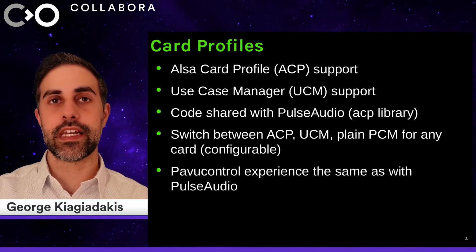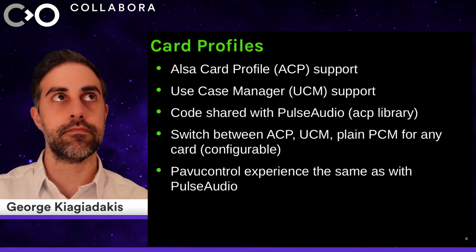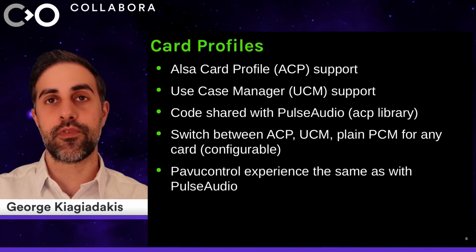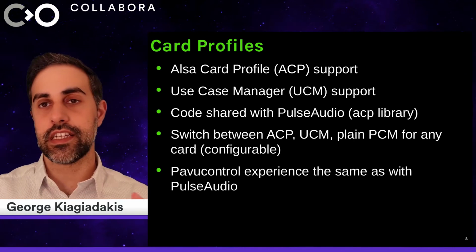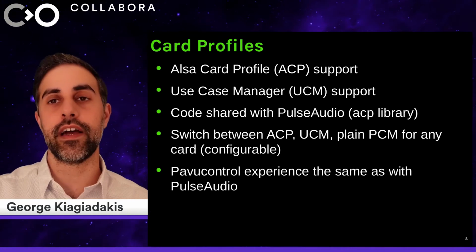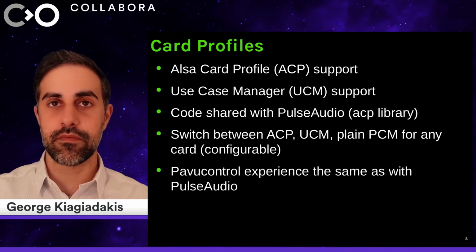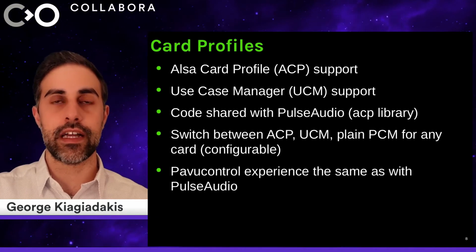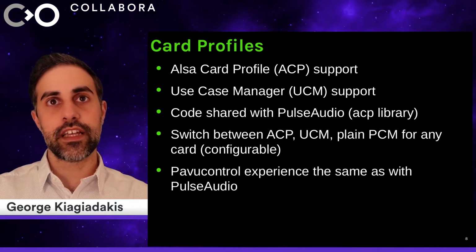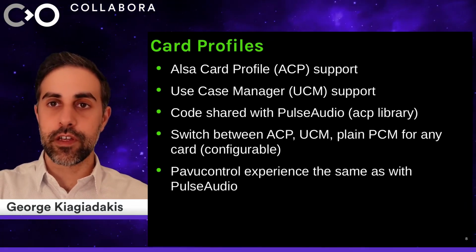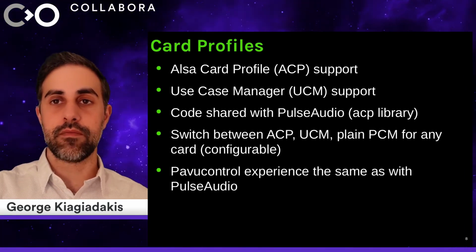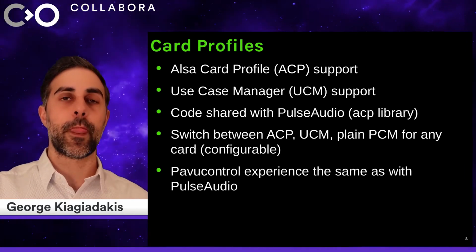This mechanism was basically pulled out of PulseAudio back in June, as far as I remember, and it's now provided as a standalone library. It's called the ACP library. ACP stands for ALSA card profile, which is exactly the mechanism that provides these card profiles, pulled out of PulseAudio and can be used standalone. So we can now provide the same card profiles using the same configuration files that PulseAudio had, providing exactly the same profiles with PipeWire.